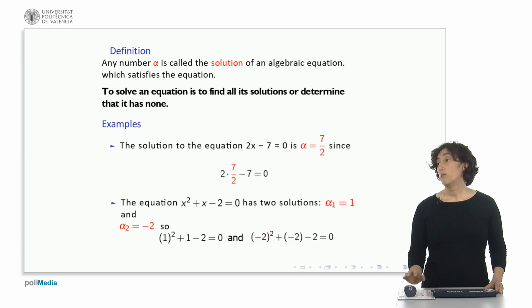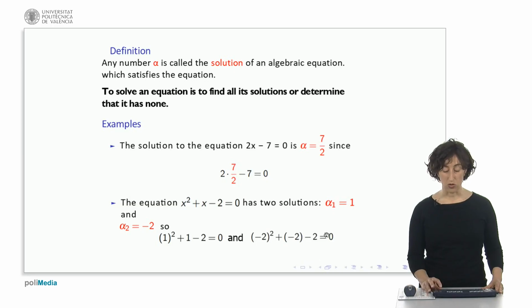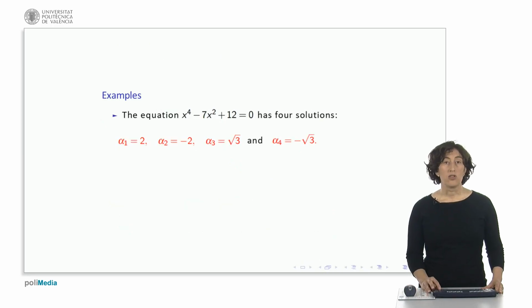This other equation, x squared plus x minus 2 equals 0, would have two possible solutions, 1 and minus 2. In fact, substituting 1 for x, we see that it is satisfied identically, and substituting minus 2 for x is exactly the same, so both are solutions. And for this other equation, we would have 4 solutions. The number of solutions will depend on the degree of the equation.